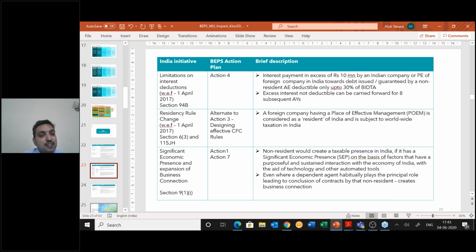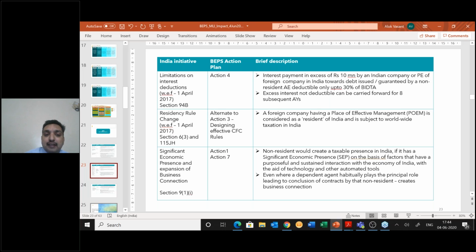Now, India doesn't have CFC rules, but in the alternate, it introduced POEM as a basis to determine the tax residency of foreign companies. So that has been there since 1st April 2017. So that's again a change, I would say, pursuant to the BEPS initiative. India has introduced the concept of significant economic presence, though it has deferred it for the time being. And in the interim, I would presume it has introduced this equalization levy.